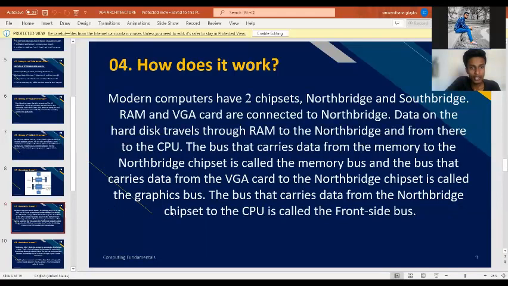Modern computers have two chipsets, North Bridge and South Bridge. RAM and VGA card are connected to the North Bridge chipset. Data on the hard disk travels through RAM to the North Bridge chipset, and from there to the CPU. The bus that carries data from the memory to the North Bridge chipset is called the memory bus, and the bus that carries data from the VGA card to the North Bridge chipset is called the graphic bus. The bus that carries data from the North Bridge chipset to the CPU is called the front-side bus.